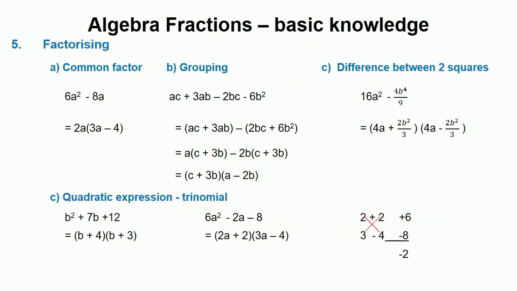Now I look at the two brackets. c plus 3b is the same bracket in both the first term and the second term. So I take out that whole bracket as a common factor, c plus 3b. Then the second bracket is the a, what's left in the first term, minus 2b, what's left in the second term. So then those two brackets are my final answer.